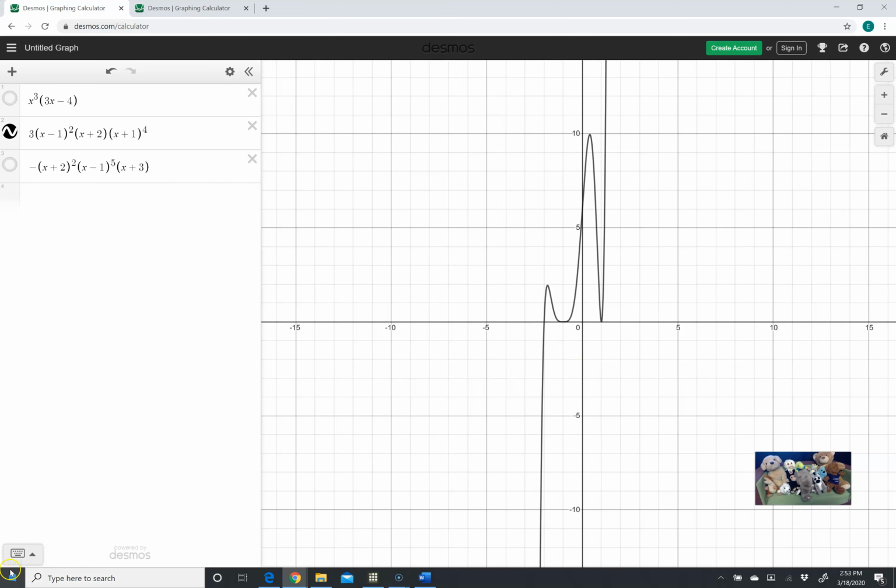Okay, let's do one last one, just to make sure that you got the hang of it. So we'll call this one h of x. We'll make it -4 times (x plus 1) to the third, times (x minus 1) squared, and (x minus 2) squared.